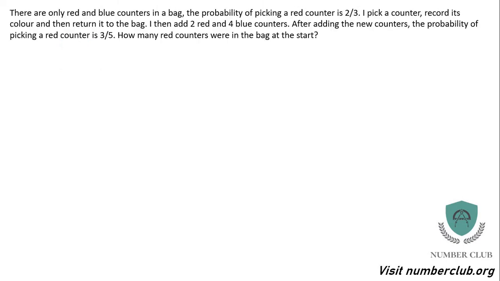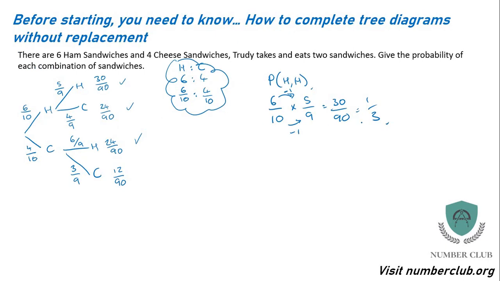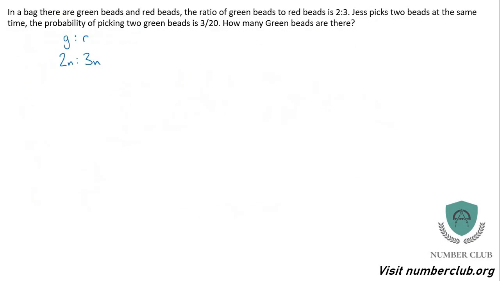So if we go back to this bit here, you can see that with a non-replacement tree diagram, there's going to be a subtraction in the numerator and a subtraction in the denominator. So we have the probability of picking 2 green beads is 3 out of 20. Now, the fraction for green beads would be 2n green beads out of 5n. There's your total. So you had to go from ratio to fraction. Once you've got the ratio, form the fraction.